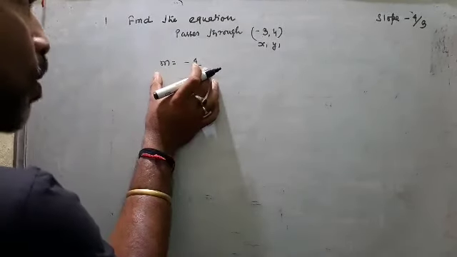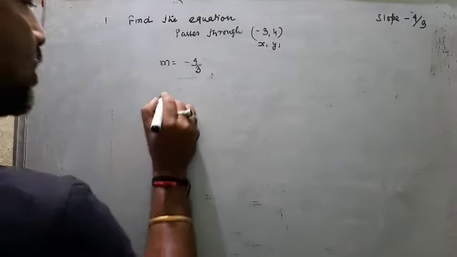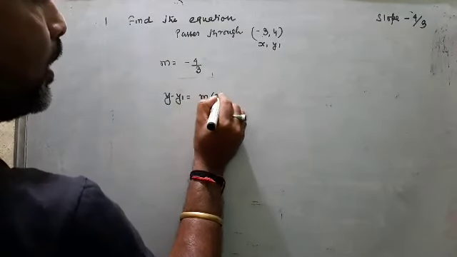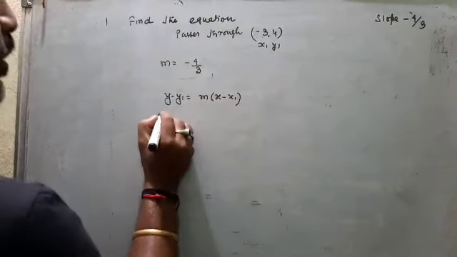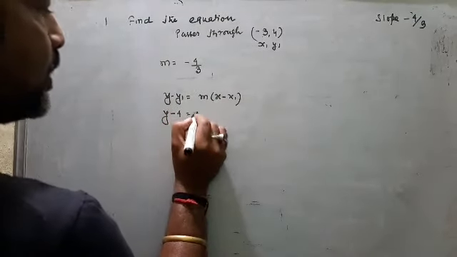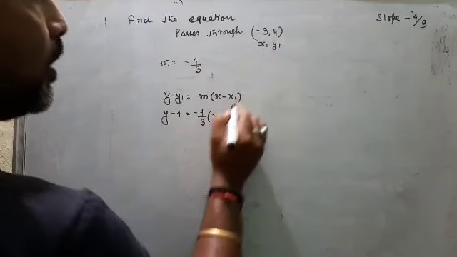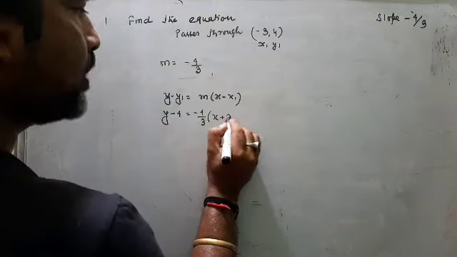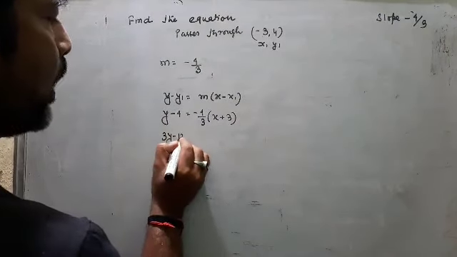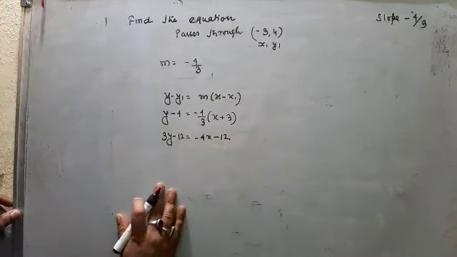If slope and a point are given, what is the formula? The formula is y minus y1 is equal to m whole x minus x1. So y and y1 means what? 4. M is how much? Minus 4 by 3. X and x1 is how much? Minus 3. So minus 3 becomes plus 3. So cross-multiplying, 3y minus 12 is equal to minus 4x minus 12.